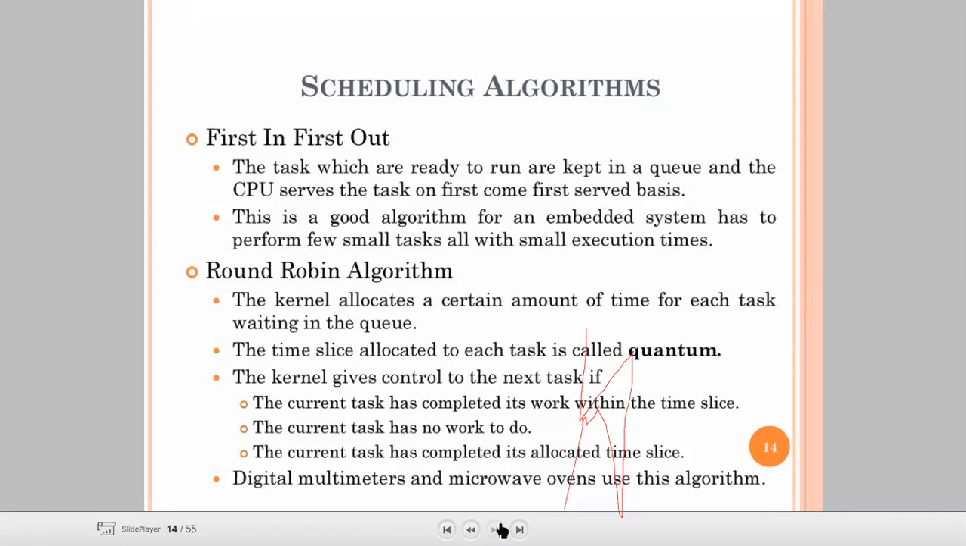If the kernel allocates a certain amount of time for each task that is waiting in a queue, the time slice allocated for each task is called a quantum. That is the smallest piece. The kernel gives control to the next task if the current task has completed its work within the time slice, or the current task has no work to do, or the current task has completed its allocated time slice. Based on that, the kernel gives that control. Digital multimeters and microwave ovens use this algorithm in general.